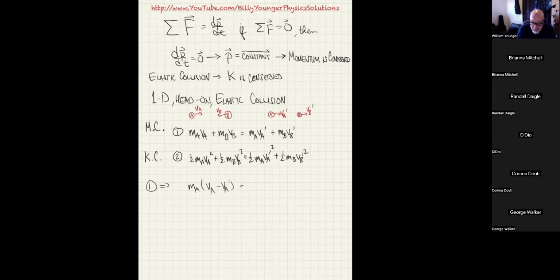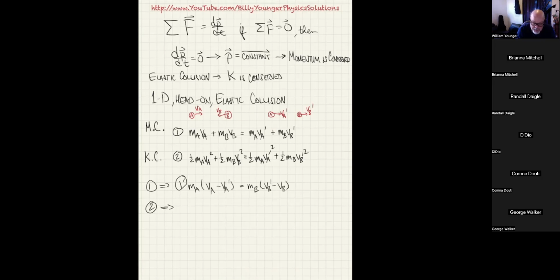And then I'm going to get MB by itself on the right-hand side. And when I do that, what I get is VB prime minus VB. Okay, so I'll call this equation 1 prime. Now I'm going to do something similar to equation 2.